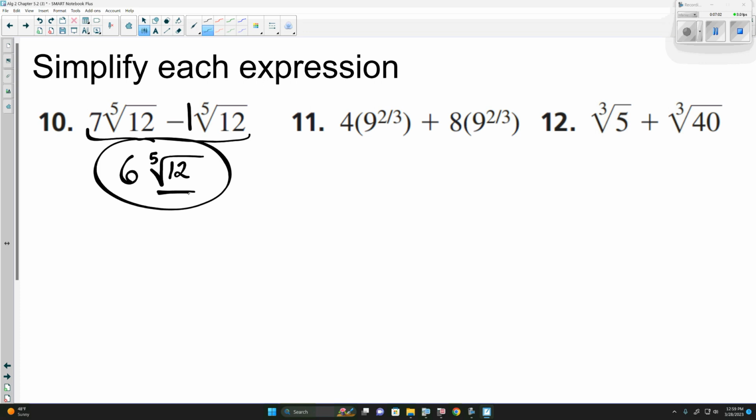9 to the 2/3 we can't simplify in any way. I mean, we could rewrite it as 3 to the 4/3 because 9 is 3 squared. 2 times our 2/3 would give us 4/3, but that really doesn't simplify anything. So here, because we can do the 4 plus 8, since our 9 to the 2/3 is the same in both, we can add the numbers in front.